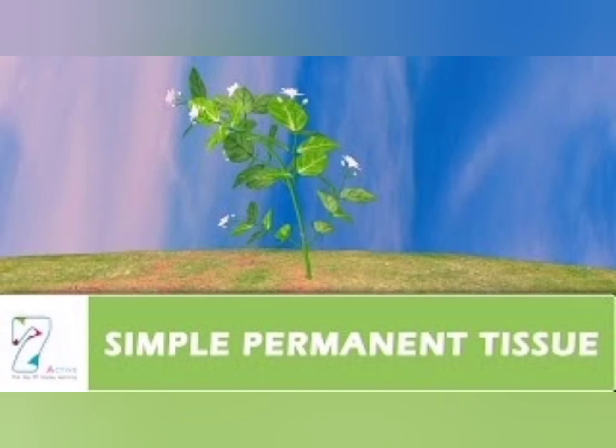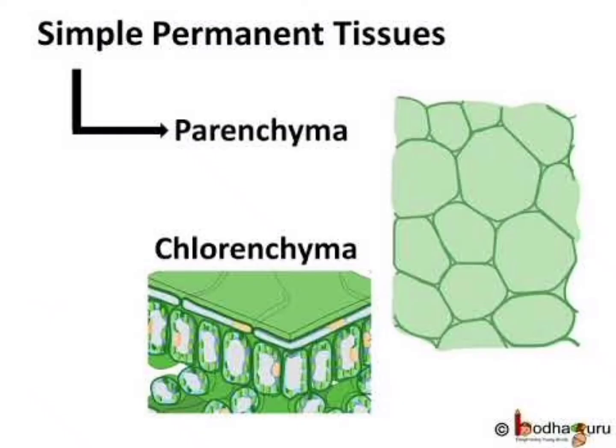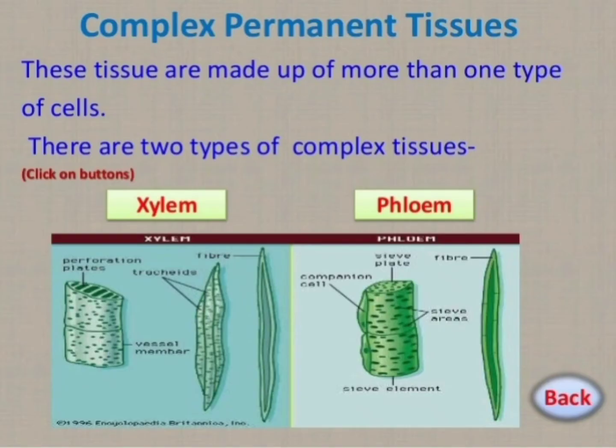Different types of permanent tissues are formed due to differences in their specialization. And we already learned about three types of simple permanent tissues: parenchyma, collenchyma and sclerenchyma. According to their shape and size, wall thickness and structure, they are classified into three distinct types. Now today our topic is complex permanent tissues.